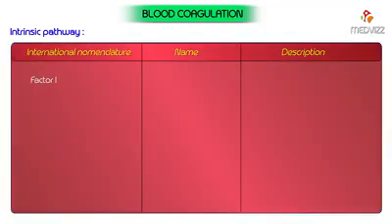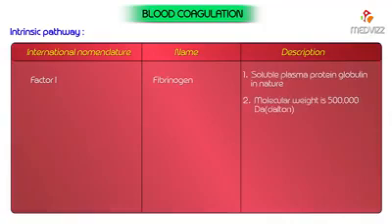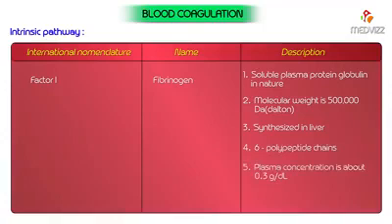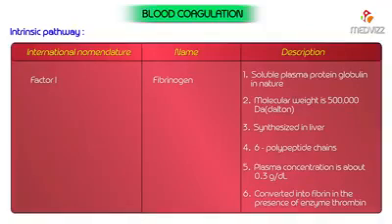Factor 1 is known as fibrinogen. It is a soluble plasma protein globulin in nature. Its molecular weight is 500,000 Dalton. It is synthesized in the liver. It has 6 polypeptide chains. Its plasma concentration is about 0.3 grams per deciliter. It is converted into fibrin in the presence of the enzyme thrombin.